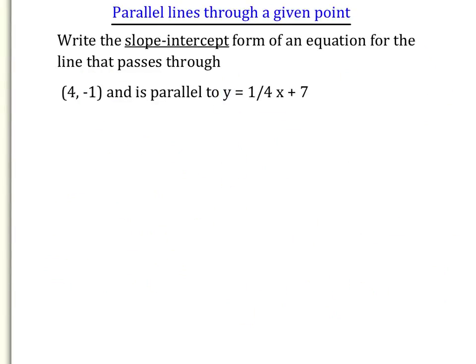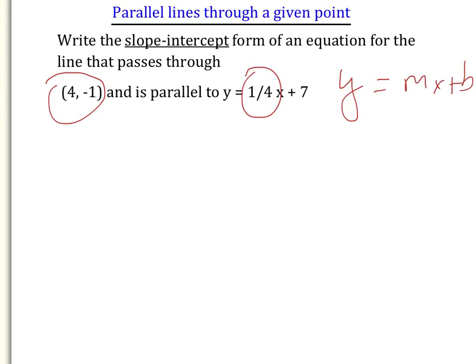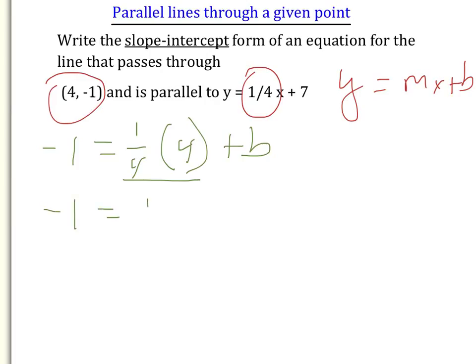On this slide, my slope, as I look at this, again I'm trying to do the same thing as I did on the last one, is 1/4. I have a point here. I'm going to go ahead, come back to slope-intercept form, y equals mx plus b, and put in what we know. Substitute in -1. We have -1 equals 1/4 times x, which is 4, plus b. This will simplify to -1 equals 1 plus b. Subtract 1, -2 equals b.